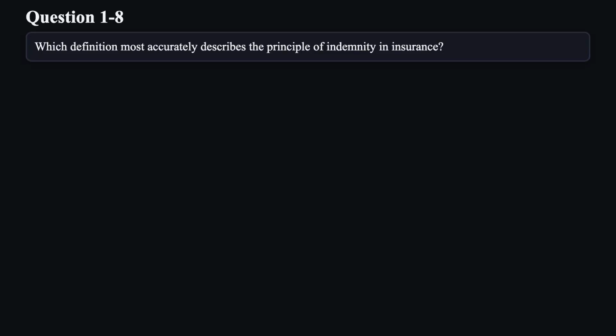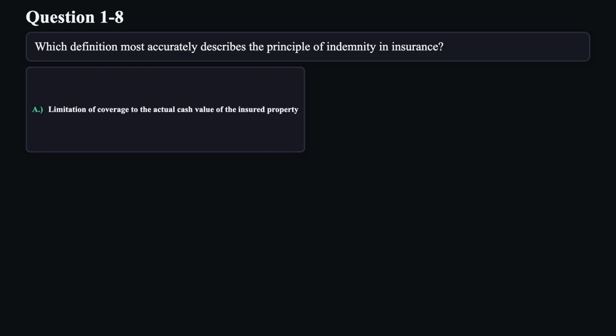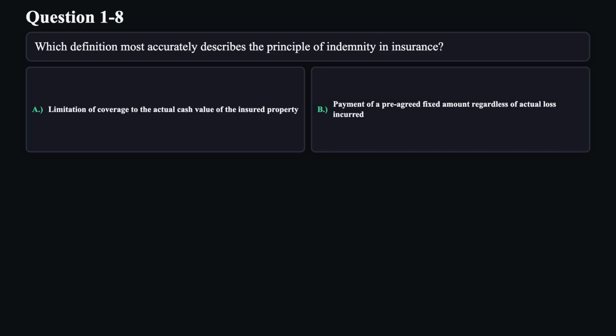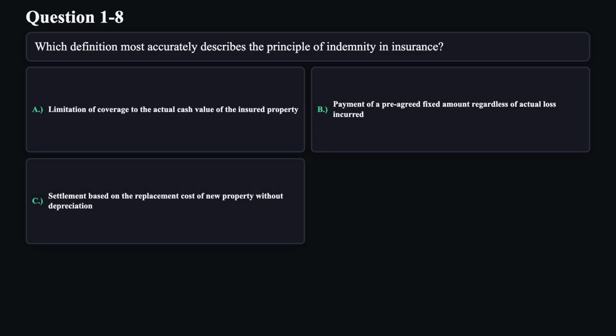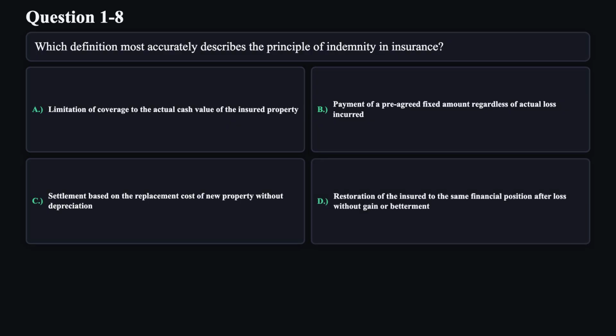Question 8. Which definition most accurately describes the principle of indemnity in insurance? A. Limitation of coverage to the actual cash value of the insured property. B. Payment of a pre-agreed fixed amount, regardless of actual loss incurred. C. Settlement based on the replacement cost of new property without depreciation. D. Restoration of the insured to the same financial position after loss without gain or betterment.